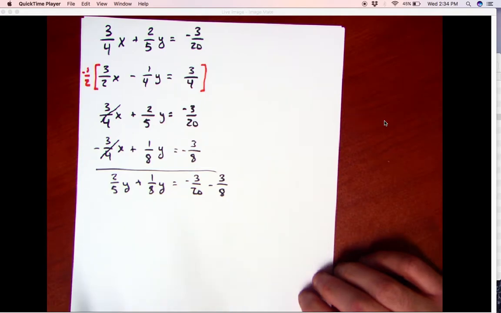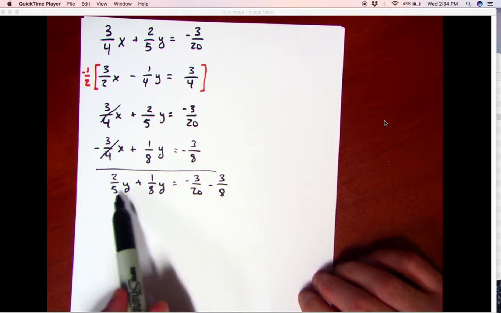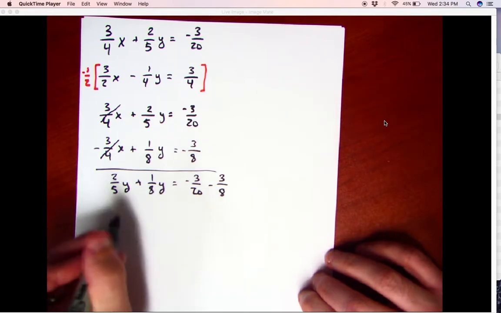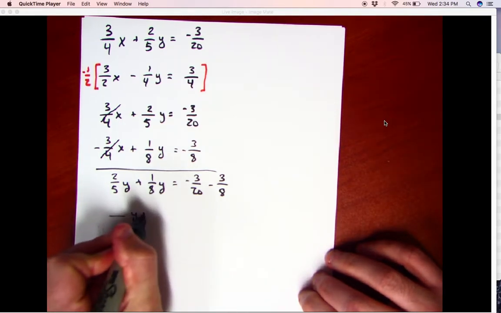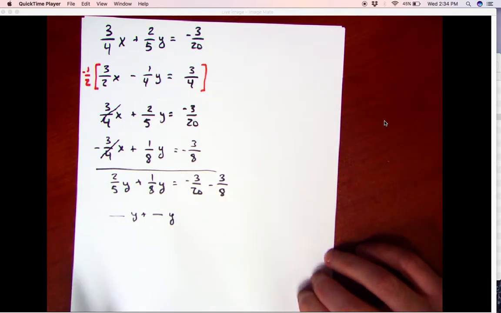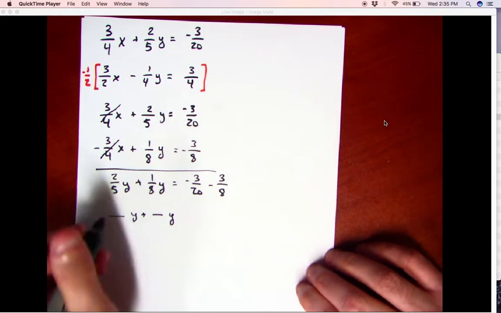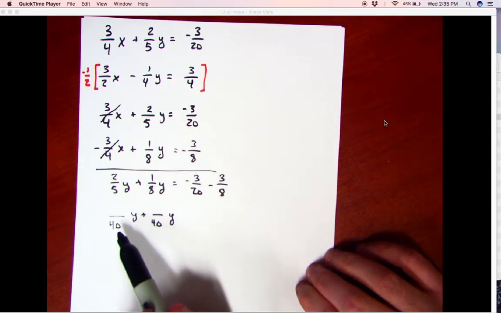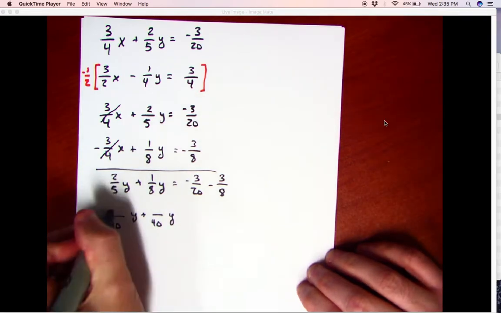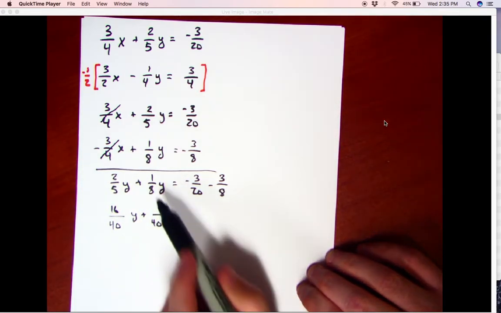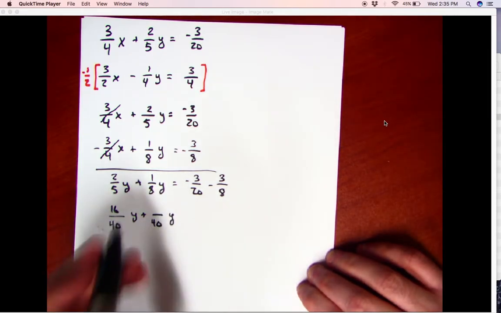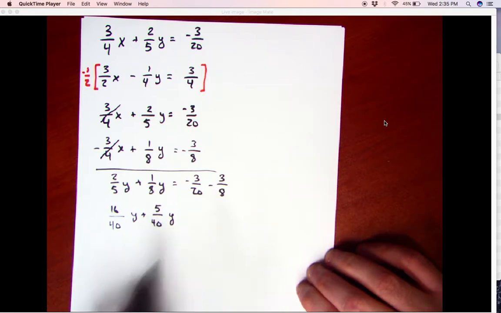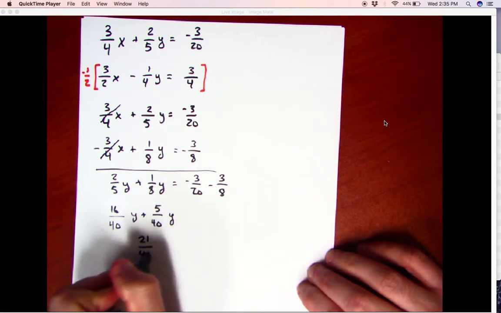Now what I have to do is find the least common denominator between these two terms and the least common denominator between the terms on the other side. In other words, I'm going to have to add and subtract fractions. To find the least common denominator between these two terms, the LCD between 5 and 8 is going to be 40. 5 times 8 gets me 40, and then 8 times 2 gets me 16. 8 times 5 gets me 40, and then 5 times 1 gets me 5. So now 16 over 40 y plus 5 over 40 y gets me 21 over 40 y.